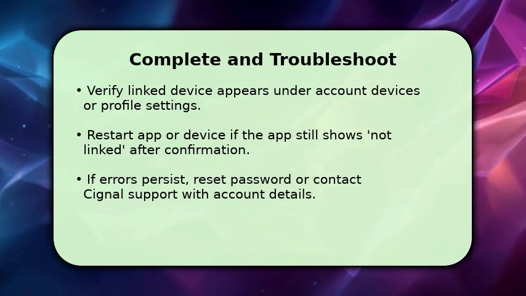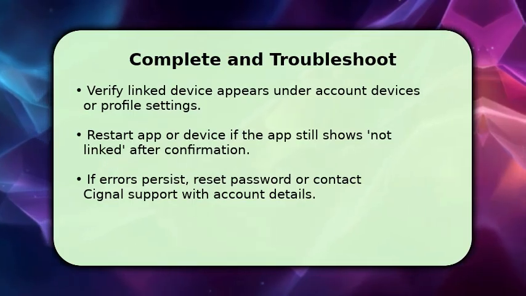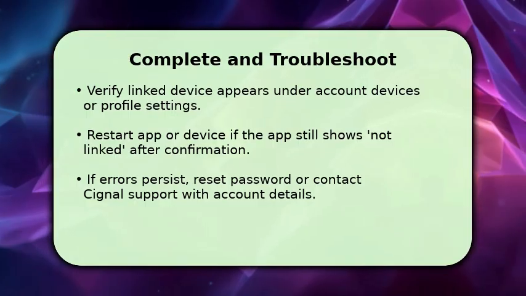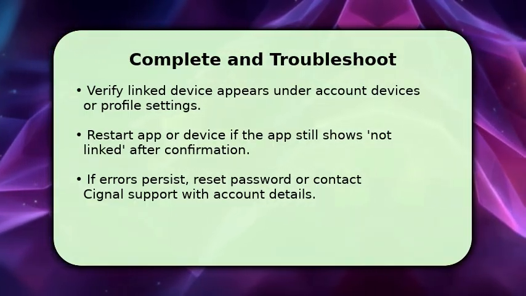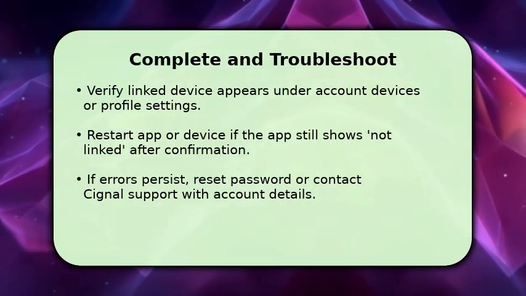If the app remains unlinked, restart the app and device, then redo the activation code step because transient sessions sometimes time out. Make sure the code was entered exactly and that you used the same email. If problems continue, reset your account password and retry, or contact Cignal support with your account email.